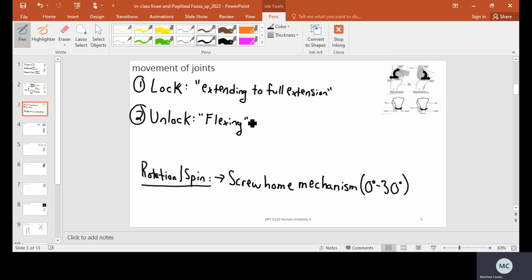Okay. Now, why is this important clinically? Right? This is not just about answering test questions in anatomy. Here's my patient. Hi, patient. My patient's lacking 5 degrees of extension. Doc's on the phone, they're screaming, yelling, why doesn't my patient have full extension? It might be because of this screw home mechanism.